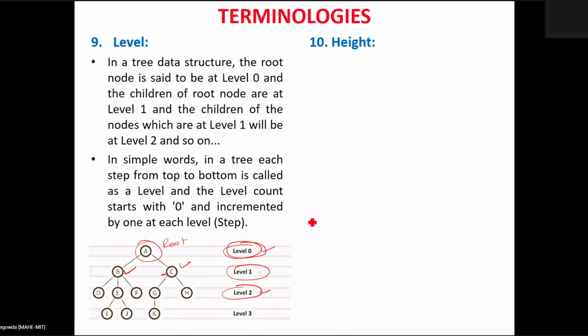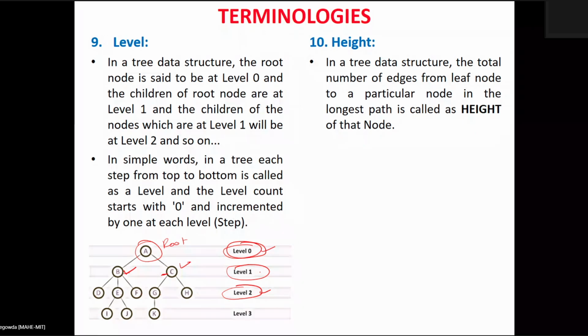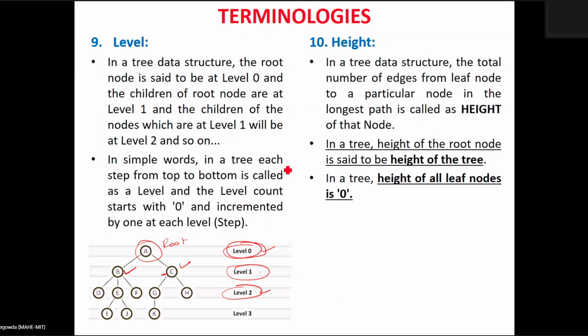The next term which we are going to use in the tree data structure is height. The height of a node represents the number of edges on the longest path between that node and a leaf. That is the total number of edges from a leaf node to a particular node in the longest path, which is called the height of the node. And we can define the height of the tree this way. The height of the root node is said to be the height of the tree.